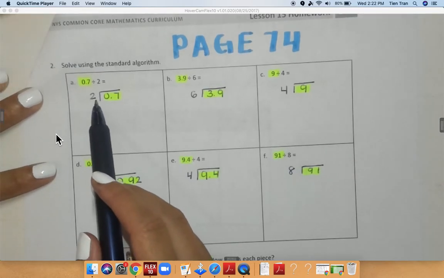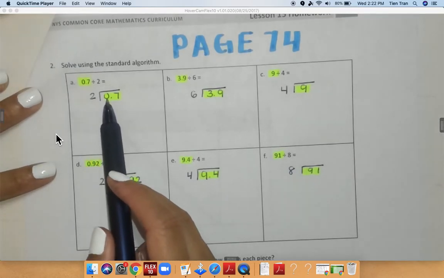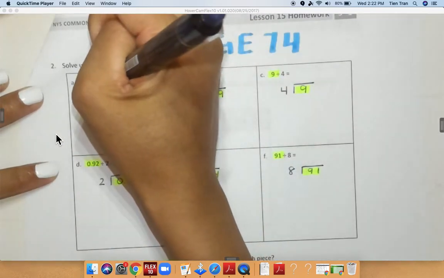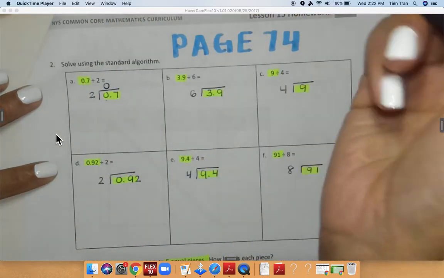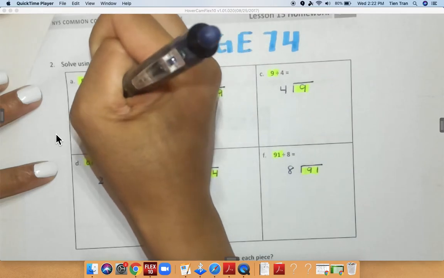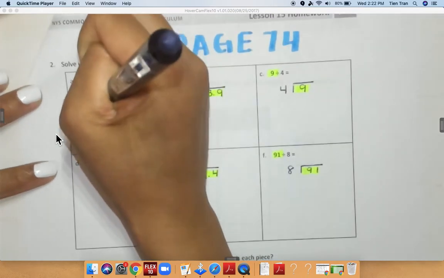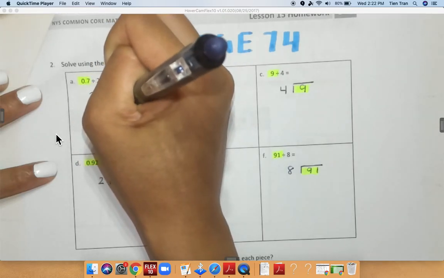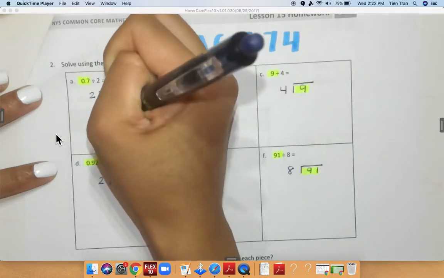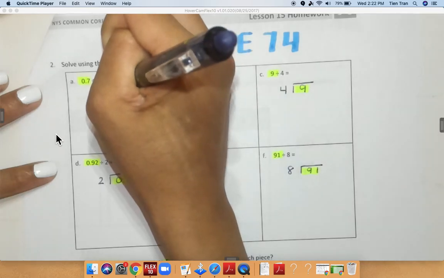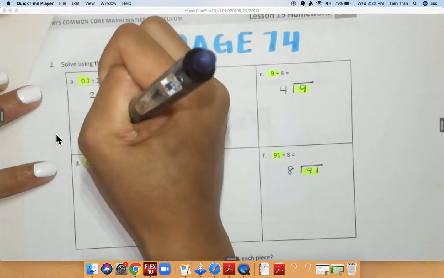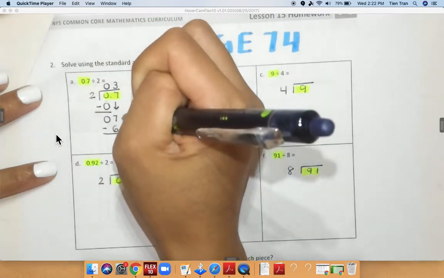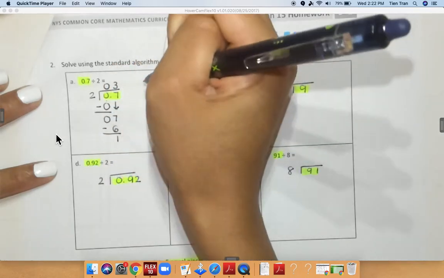Okay, now I'm figuring out how many times can 2 go into 0. 2 cannot go into 0. It can only go into 0 times. 2 times 0 is equal to 0. I'm going to subtract. 0 minus 0 is equal to 0. I'm going to bring down my 7. 2 can go into 7 3 times. 2 times 3 is equal to 6. I'm going to subtract. 7 minus 6 is equal to 1.